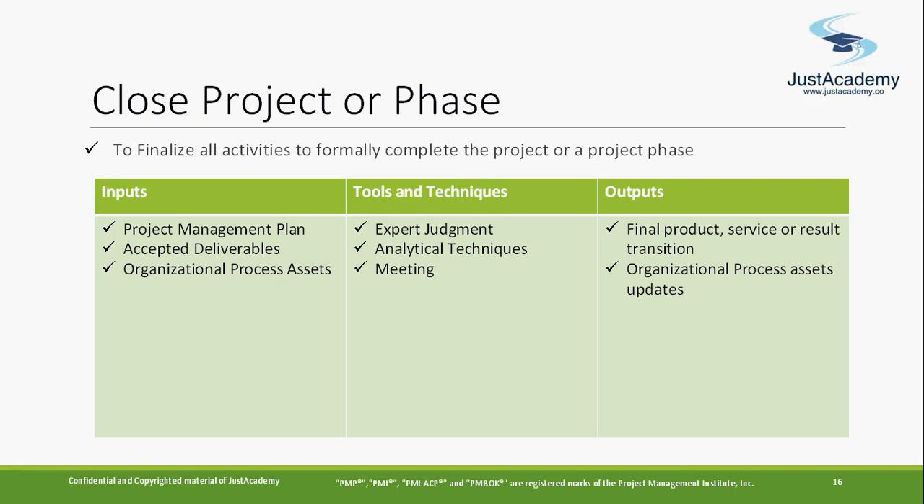Close Project or Phase is to finalize all the activities to formally complete the project or project phase. The input is the project management plan, which tells you on what basis you are going to accept the deliverables. Finally, accepted deliverables will be there. You will have organizational process assets, and the expert judgment, analytical techniques and meetings that you will apply as part of this. This is like taking opinions from the team and asking whether this has been done fully or something is missing. Sometimes a meeting, a retrospective, or a postmortem report happens.